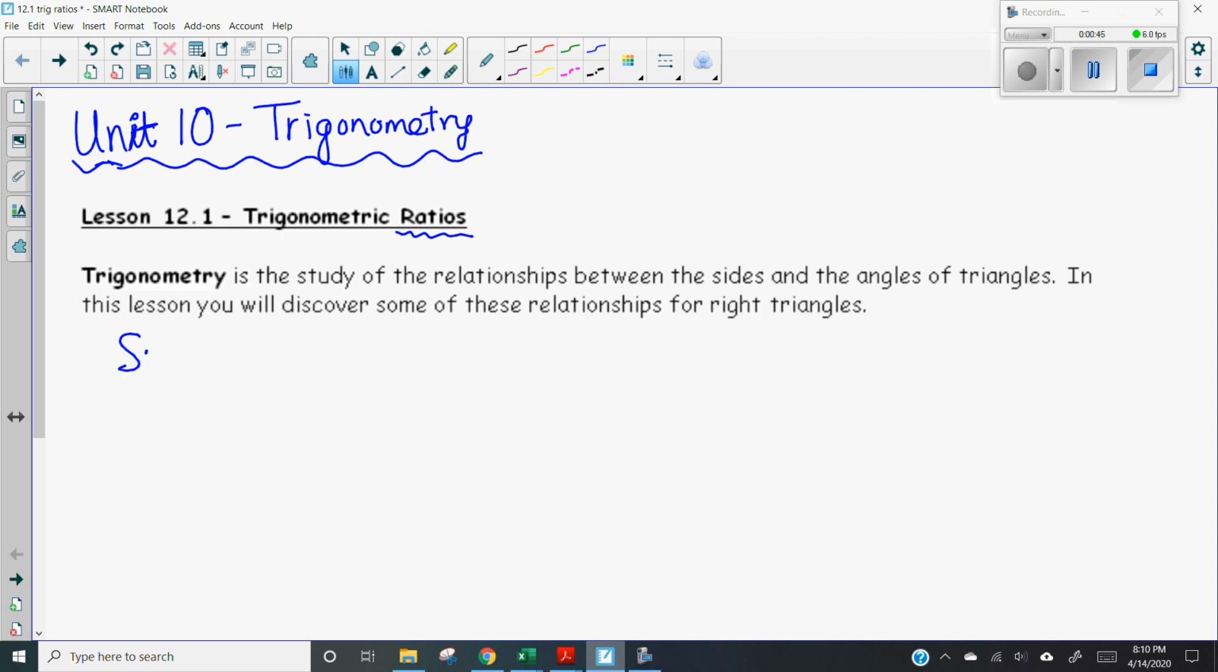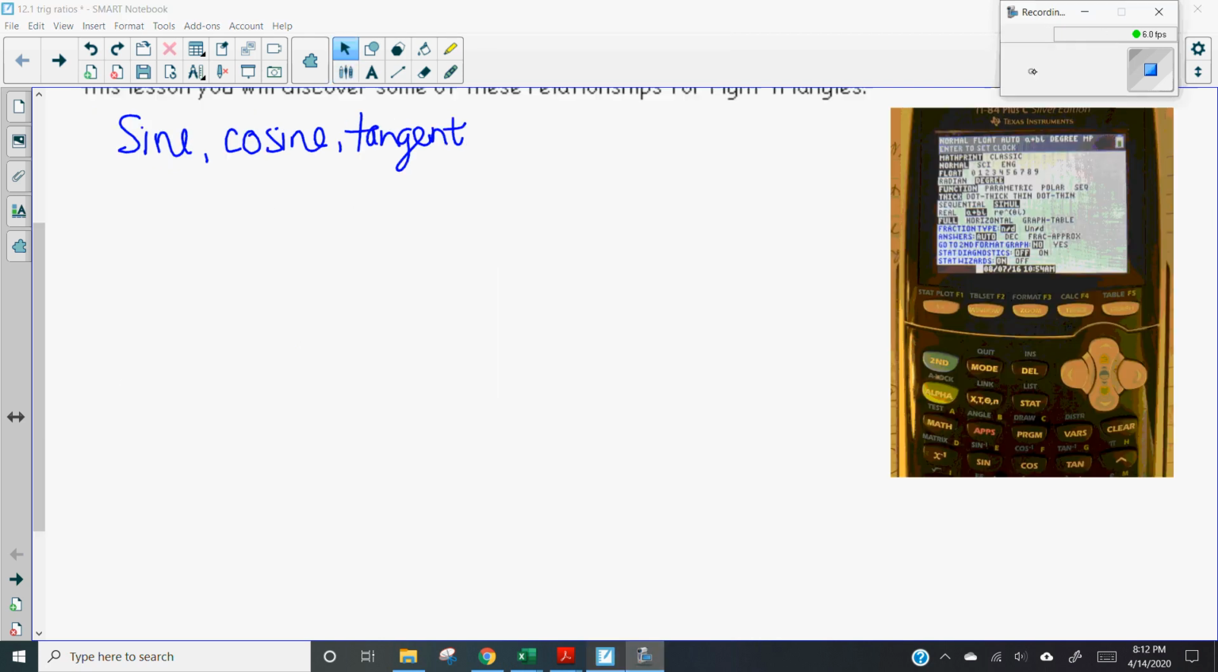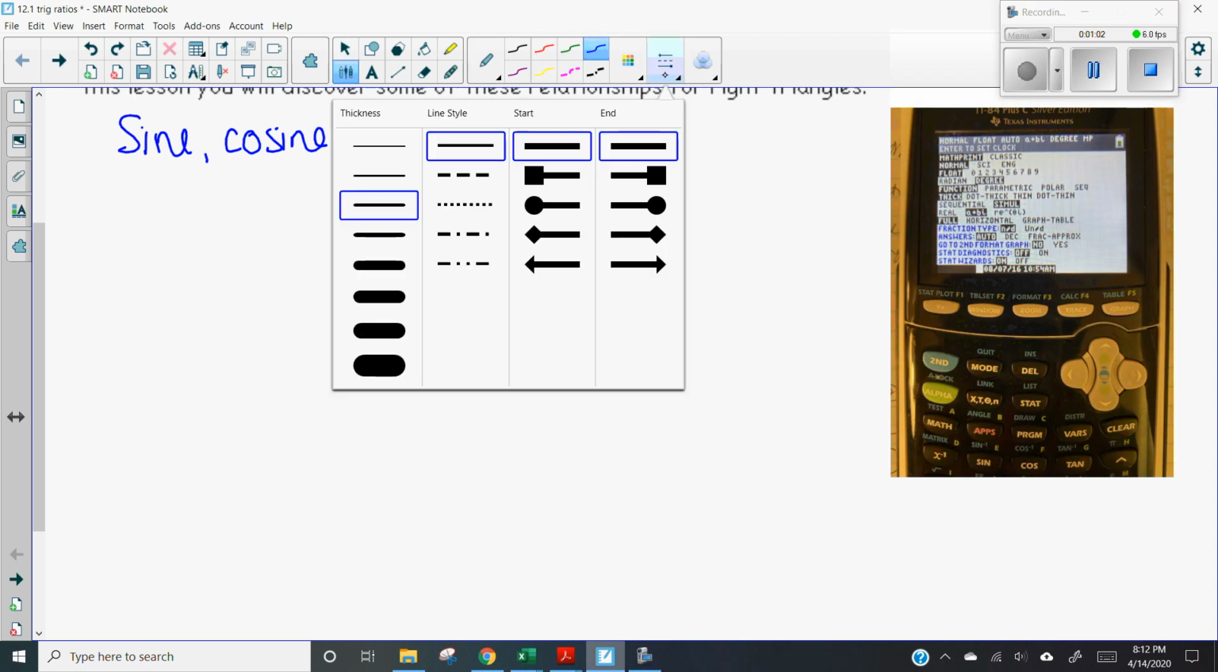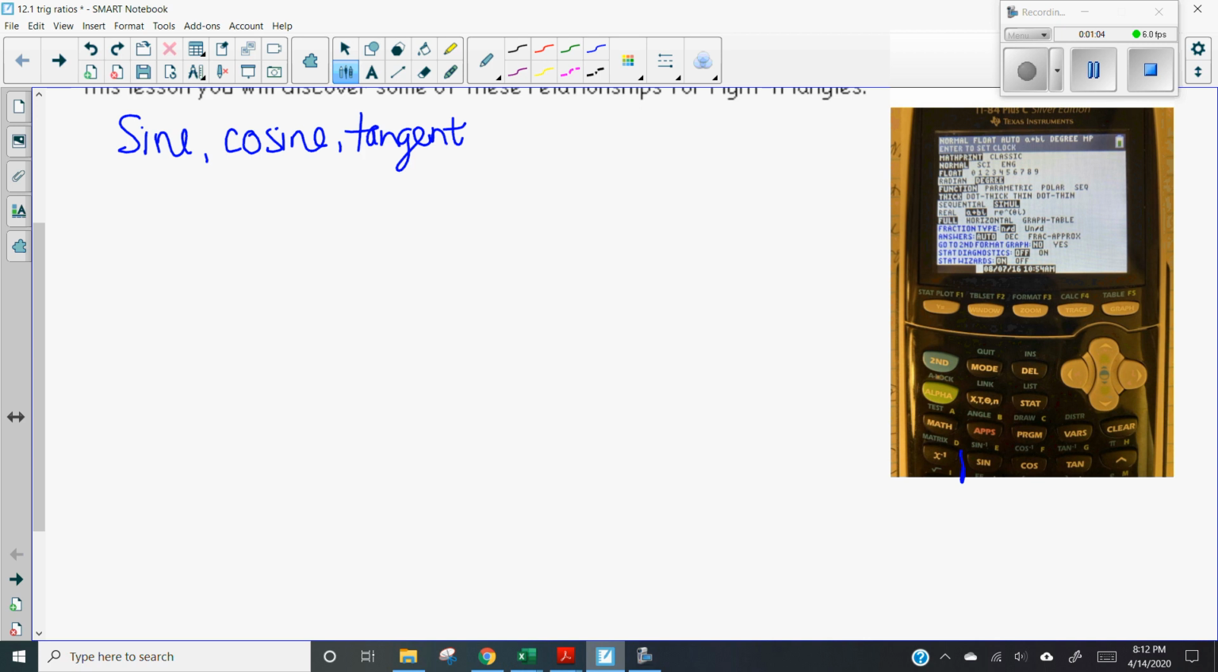They are called sine, cosine, and tangent. You may be familiar with these three buttons on the calculator, or at least you've seen them before. Those buttons are for sine, cosine, and tangent. You can see they're abbreviated a bit.